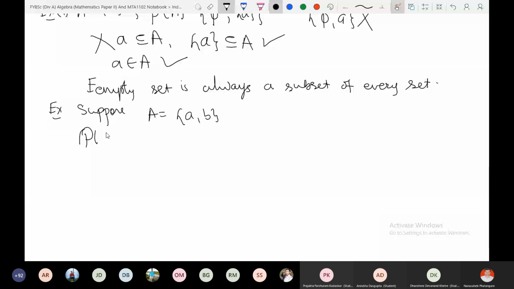Phi, singleton A, set A and set B, and both, A comma B. So this is a subset of A, this is a subset of A, this is a subset of A, and every set is a subset of itself.